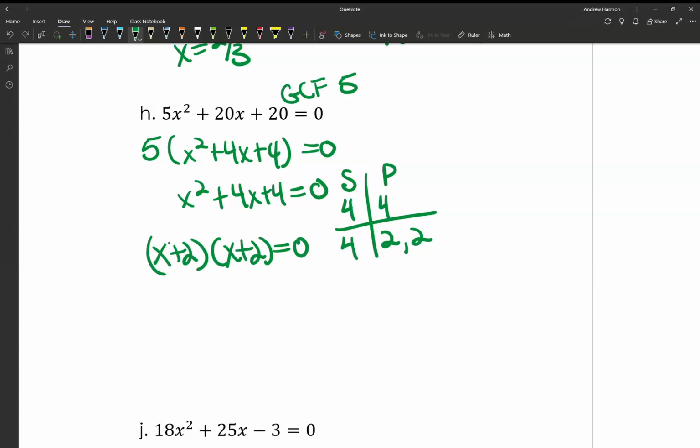So to solve this, since they're both the same, I can just set one equal to 0. They have the same solution. So my solution set is x is equal to negative 2. And that's it. If I substitute that into the equation, I will get a 0.